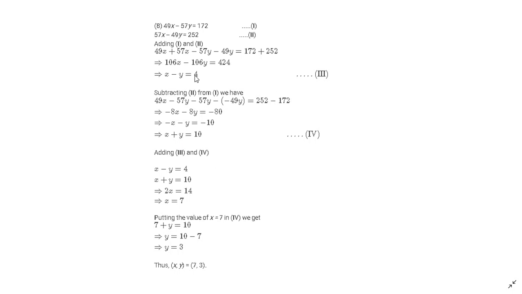Then we can observe that the coefficient of y is minus 1 in one equation and plus 1 in the other. So we can just add them to get it cancelled. So x minus y is equal to 4 will be added to x plus y is equal to 10. Then we will get the answer x is equal to 7. Putting the value in any of these equations, we will get the answer y is equal to 3.